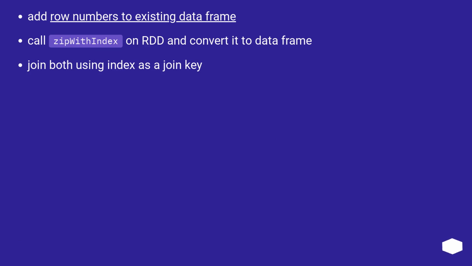Add row numbers to existing data frame, call zipWithIndex on RDD and convert it to data frame. Join both using index as a join key. To add a column using a UDF.